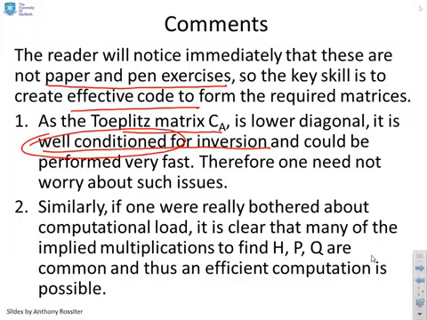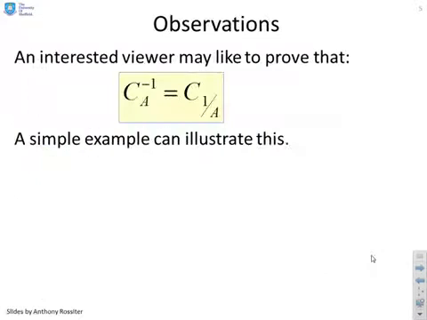Similarly, if you are really bothered about computational load, which I doubt you are in a modern world, it's clear that many of the implied multiplications to find H, P and Q are actually common, they're the same, and thus you can do this very efficiently if you need to. But for most users, what you're interested in is transparency of the code and what's going on and getting the right answer, less so the computational load, because the computational load of matrix multiplications is not a big issue in the modern world. So some observations.